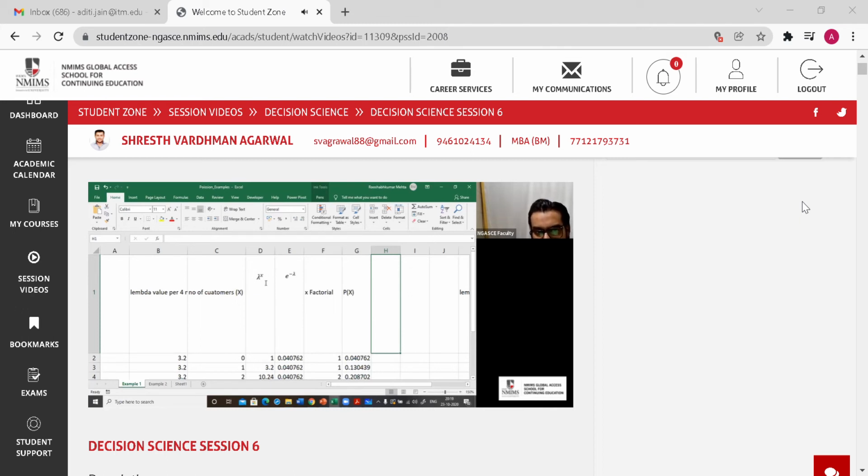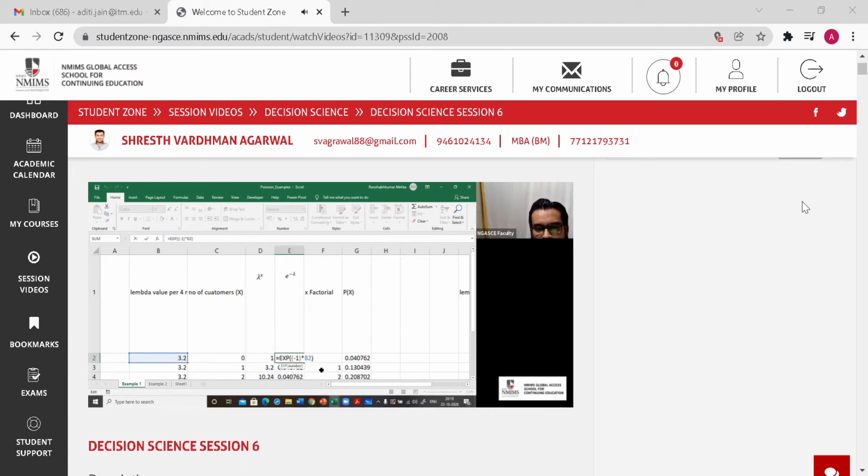The numerator has lambda raised to x times e raised to minus lambda, and the denominator has x factorial. So this way lambda raised to x can be identified. As I have shown, lambda is constant. It's a long run average based on the past data. So they observe that in any 4-minute afternoon time span, you may observe 3 people on average. 3 people will be there.